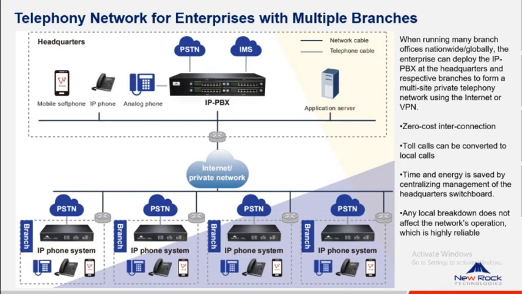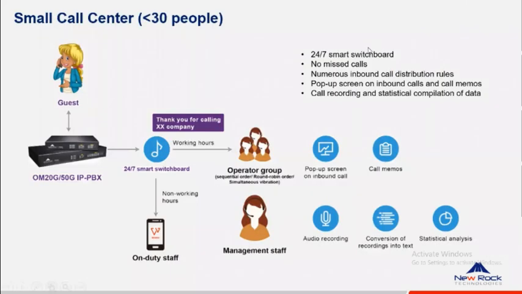Okay, the next one is the call center. So if you want to use it with fewer than 30 people, you can have the 24/7 smart switchboard. Again, we introduced this latest feature with the smart switchboard that allows the extension to remember the caller's phone number, meaning that it bypasses the auto attendant. The caller and the specific customer will be ensured a very optimum service experience.